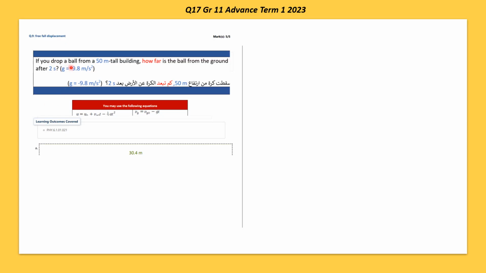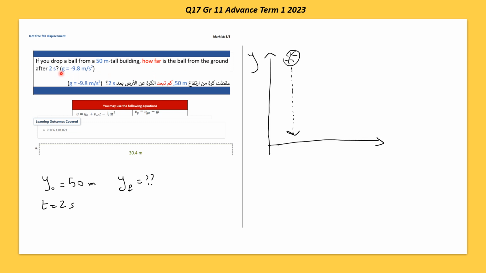If you drop a ball from a 50-meter tall building, how far is the ball from the ground after 2 seconds? It's similar to the previous question. A ball is thrown down, the initial height is 50 meters. We need to calculate the distance from the ground after 2 seconds.